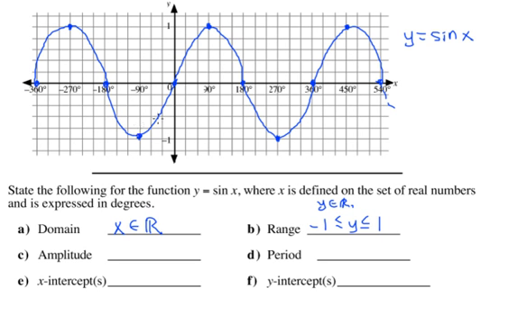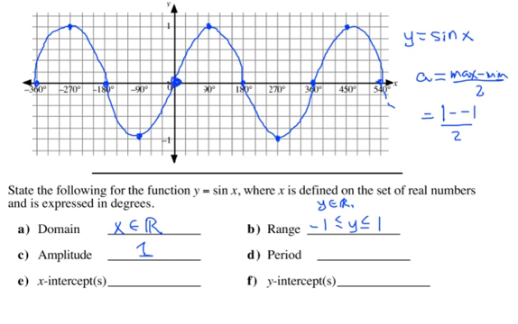Just from that we could get that the amplitude is 1, or the rigorous way to find it is you do the maximum value minus the minimum value, divided by 2. The max is 1, the minimum is negative 1. You get 1 plus 1 is 2, divided by 2 is 1. That's our amplitude.